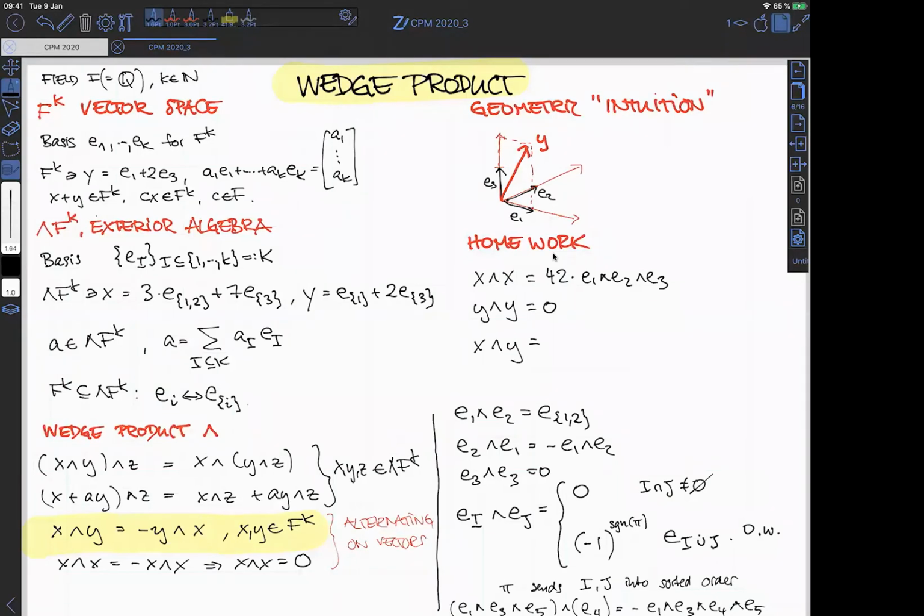And XY I actually also did. So that was E1, E2, E3 times 6 minus 7 E1, E3. So if you had fun using all these algebraic properties, this is more or less what you should have ended up with. There are two take-home messages. One is that the fact that the wedge product is alternating on vectors does not extend to extensors. So you can easily have two elements in the exterior algebra that, if you multiply them together with the wedge product, give you something that is non-zero.